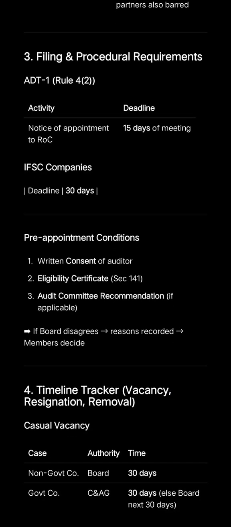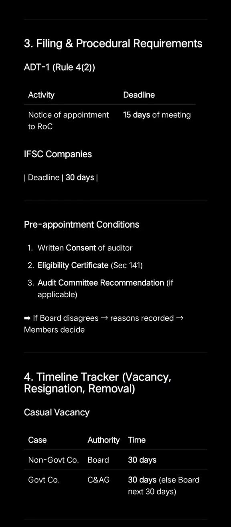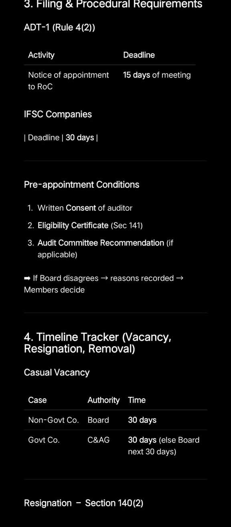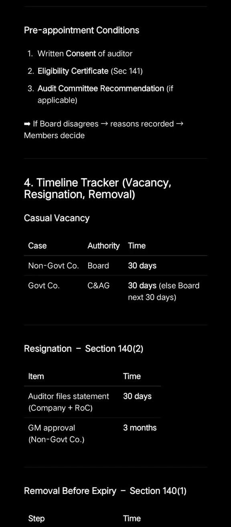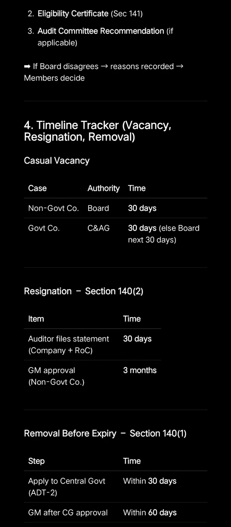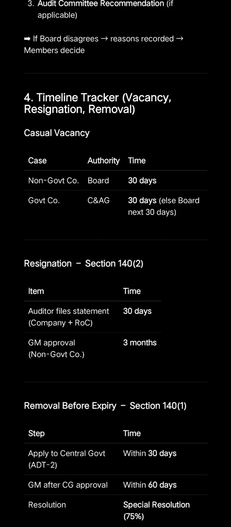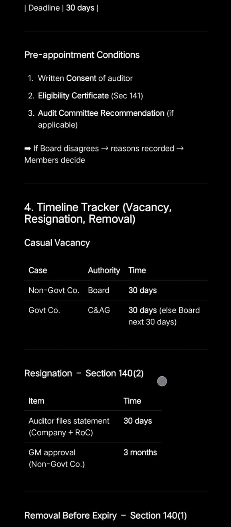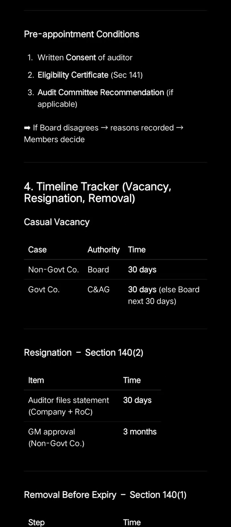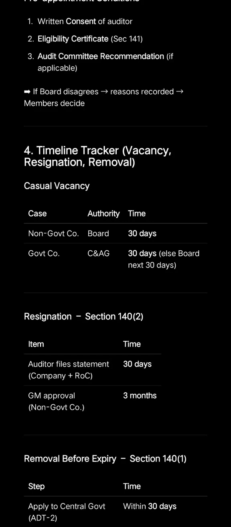For appointment of an auditor, the form required is ADT 1, and it should be filed within 15 days, that is the deadline. ADT 1. And for removal of an auditor, ADT 2. For resignation of an auditor, ADT 3. ADT 1 for appointment, ADT 2 for removal, ADT 3 for resignation.